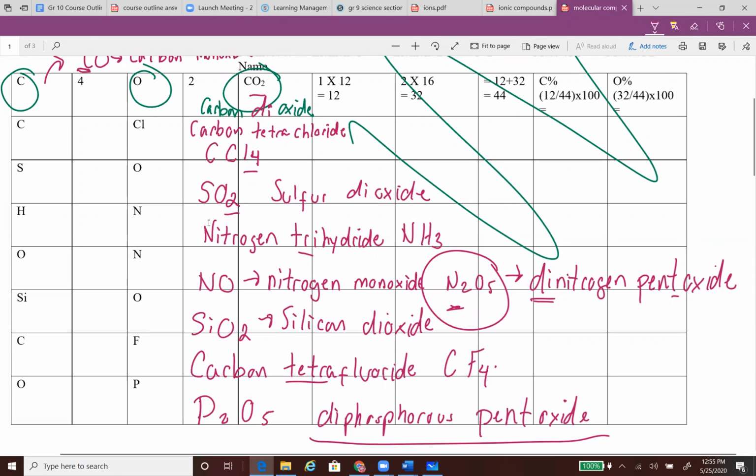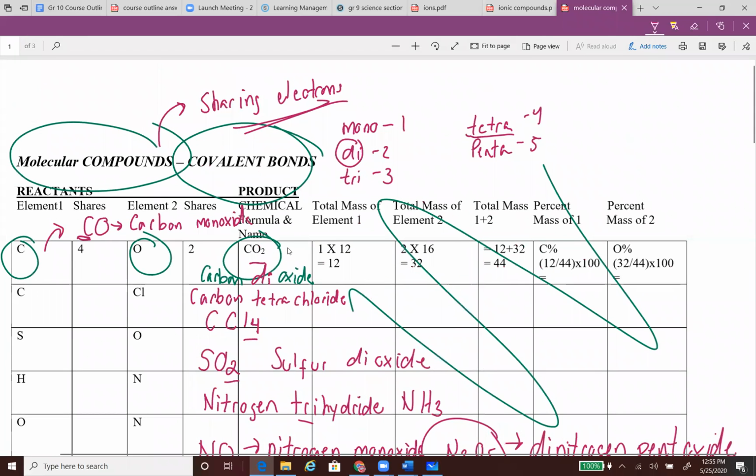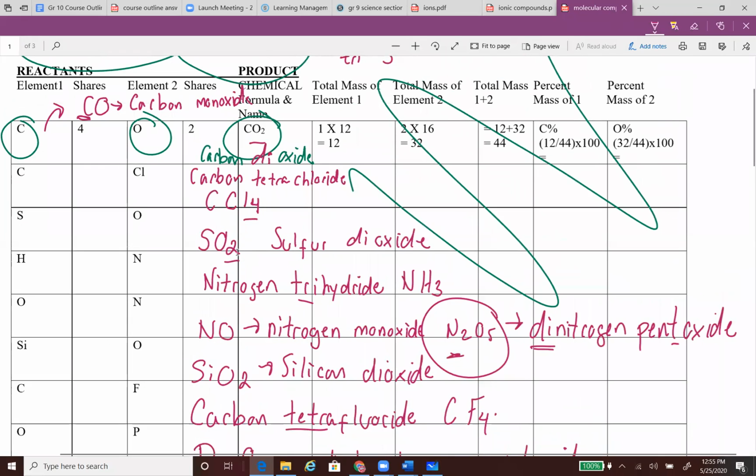So in terms of what I expect in grade 9 is just if you see the name, you should be able to predict the formula. But if you see the formula, you should be able to predict the name. Okay, I'm not going to ask you to, for example, from scratch. Like if I just say oxygen and nitrogen, give me a compound. I'm not going to expect you to know like the different types of compounds that could form. All right.